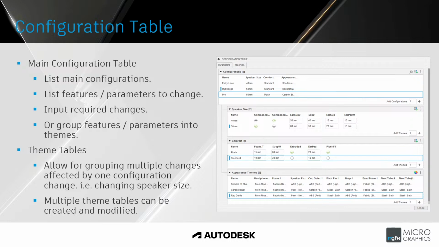And then for the columns, there's 2 component columns. If we expanded those columns out, we would see that they are the 40mm and 50mm driver components or speaker components for that design. And we are suppressing or unsuppressing as needed. And then we have some parameters: ear cup diameter, speaker diameter, another ear cup, and then ear pad width. And we can see that those values, those parameters, are being changed depending on what size speaker is being used. And then we can expand that downwards.